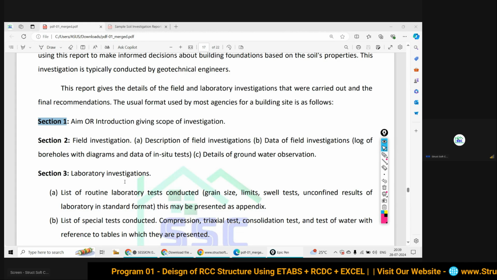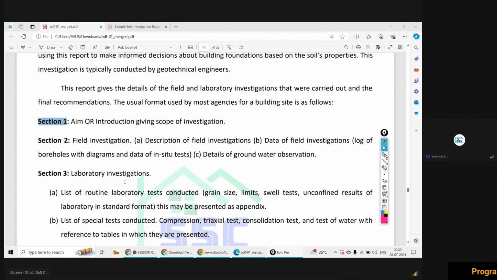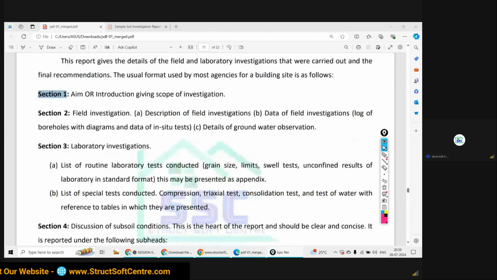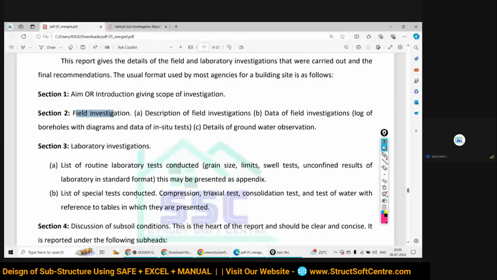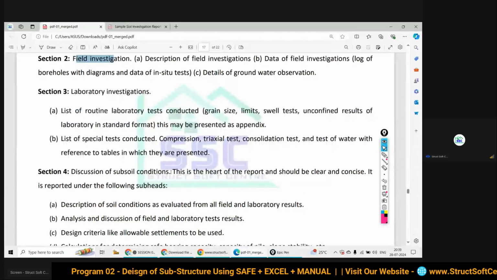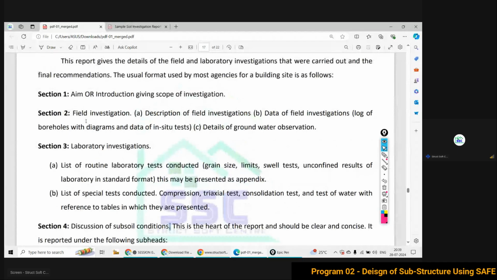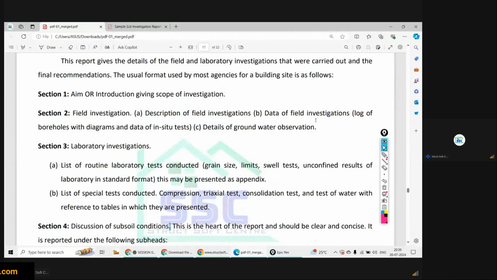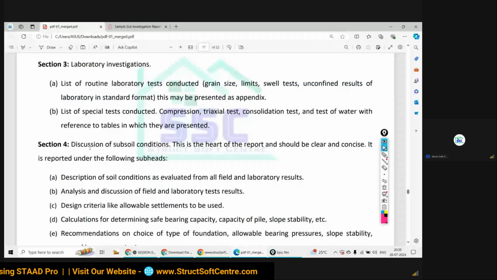Everything will be in written format: what strategies they have followed for inspecting the soil and the proposed land. All that you will find in the field test, the laboratory test, and the methodology they are going to adopt. And the third section is the discussion of the subsoil conditions. After doing the field investigation and the laboratory testing, they are going to discuss the results of both in the fourth section, discussion of the subsoil condition after doing the test.